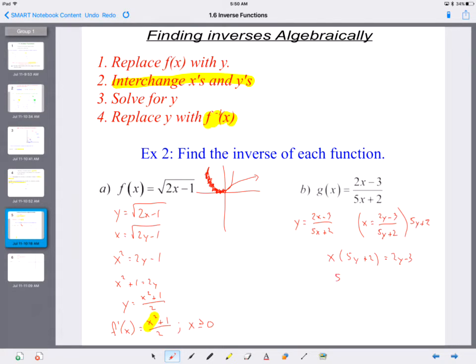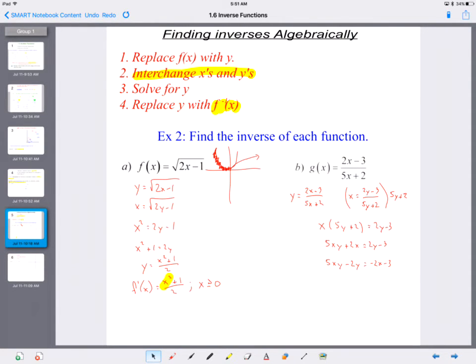So then we have to get rid of the parentheses. That's 5xy plus 2x is equal to 2y minus 3. And then we want to get the y's on the same side. So what I'm going to do is subtract the 2y to that side, and then subtract the 2x to the other side. So I get the y's on the same side. A lot of times we can combine the y's, but in this case we can't. They're not like terms. So how do we get to a single y value? We use the distributive property, and we factor out that y value.